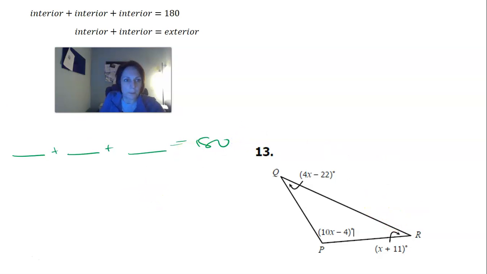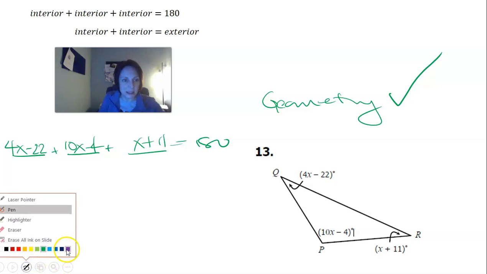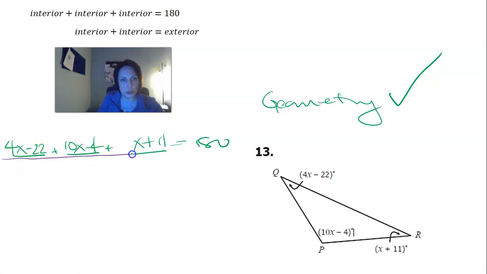Okay, let's go get them. One of them is 4x minus 22. One of them is 10x minus 4. And one of them is x plus 11. Okay. That's the geometry. Check. Here comes the rest. Here comes the DCMCS. Okay. I've got some terms to combine.